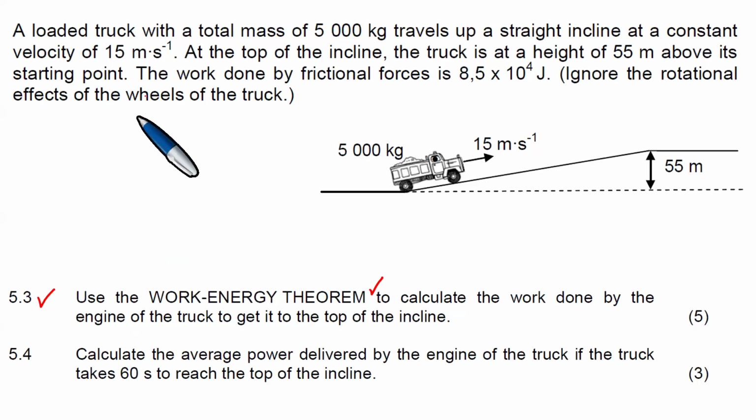A loaded truck with a total mass of 5,000 kilograms travels up a straight incline at a constant velocity of 15 meters per second. This 15 meters per second is actually the truck's constant velocity. At the top of the incline, the truck is at a height of 55 meters above its starting point. The work done by friction forces is 8.5 times 10 to the 4th power. Ignore the rotational effect of the wheels of the truck.